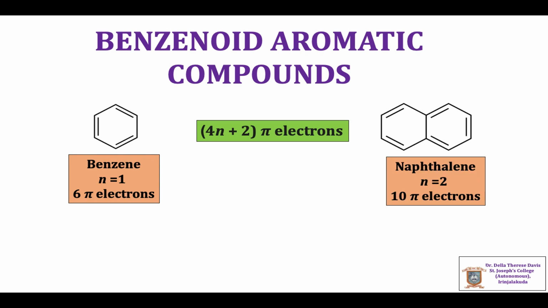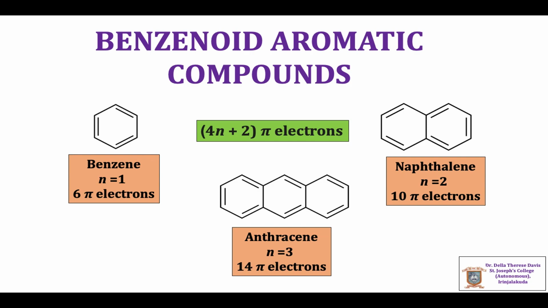In the case of naphthalene, there are 2 rings fused together. So n is equal to 2. If we substitute n is equal to 2 in 4n plus 2, we get the total number as 10. And naphthalene contains 5 pi bonds and correspondingly 10 pi electrons, and thus the molecule naphthalene obeys Huckel's 4n plus 2 pi electron rule.